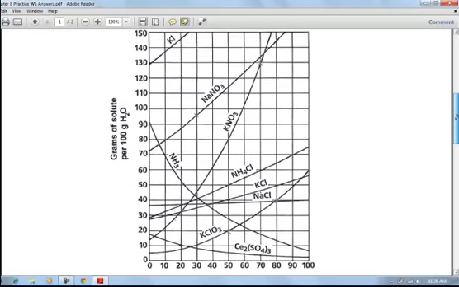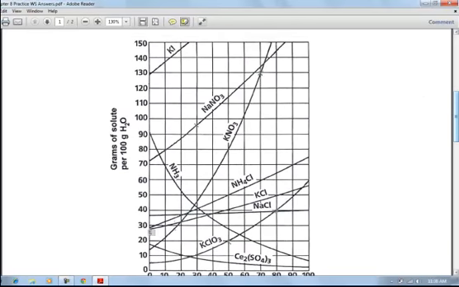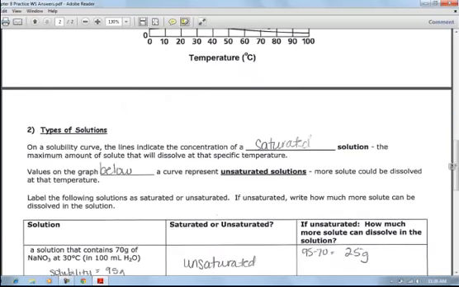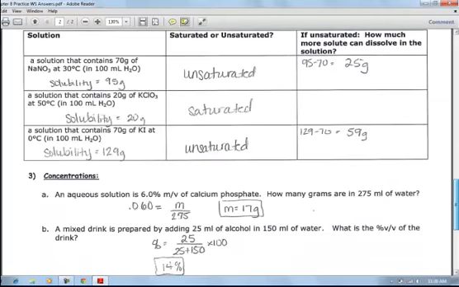The next one is KI at 0 degrees. So I'm going to go up and read my solubility. So KI at 0 degrees is not quite 130. So I said it was 129. I'm only going to add 70. So that means it will hold more than 70. It actually holds 129. So it's going to be unsaturated, and the difference between those, 59 grams, tells me how much more it can hold.